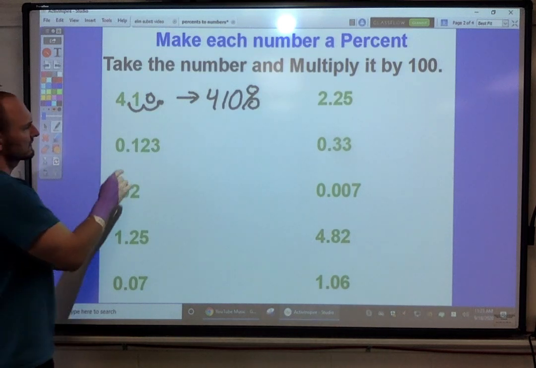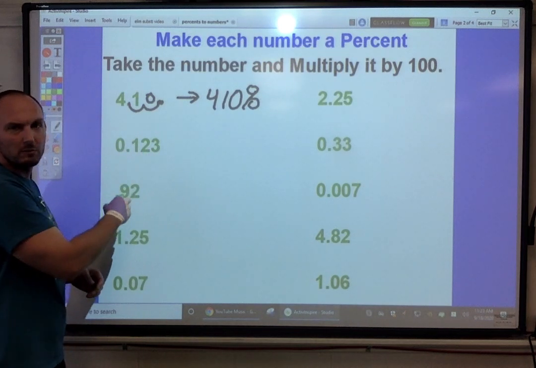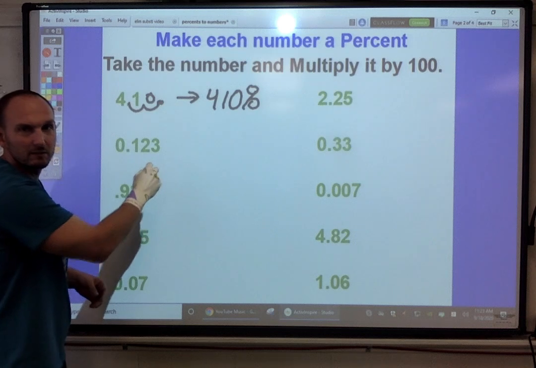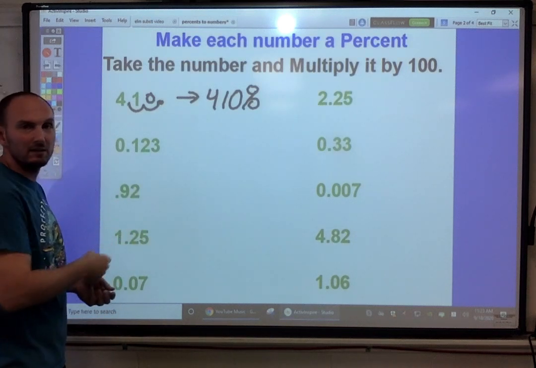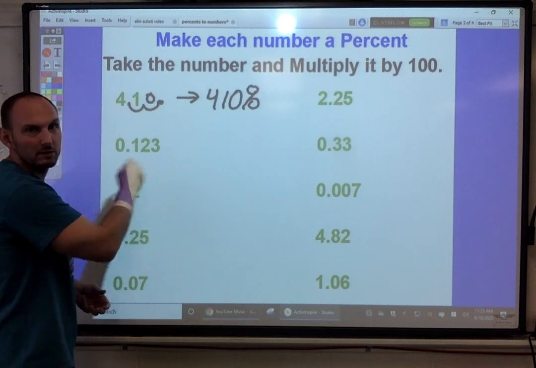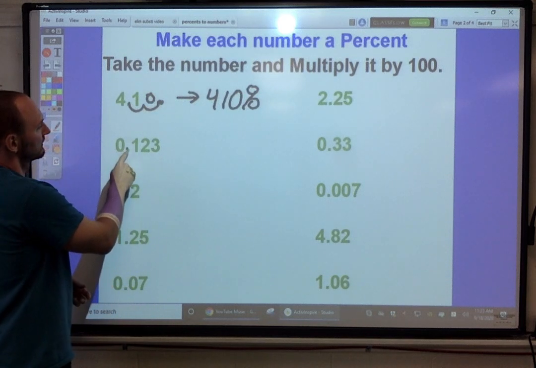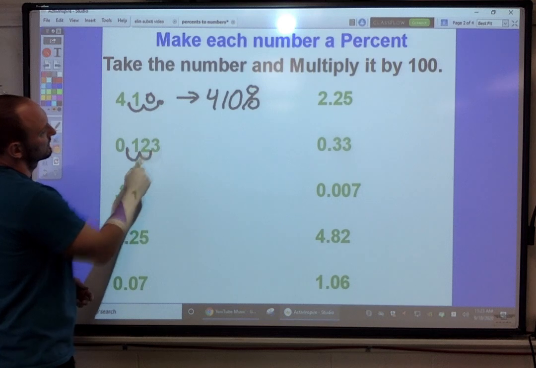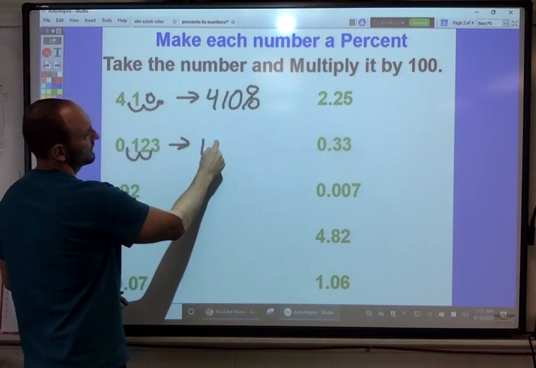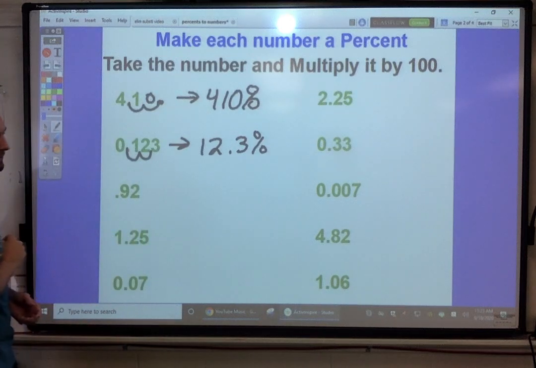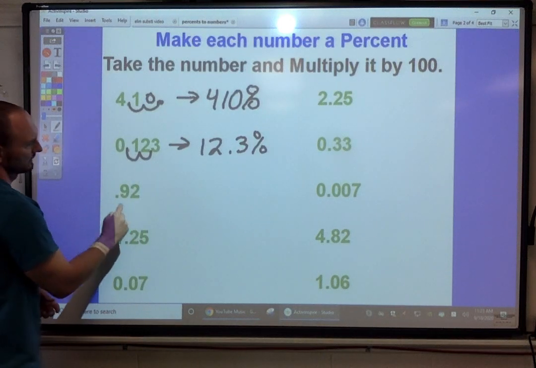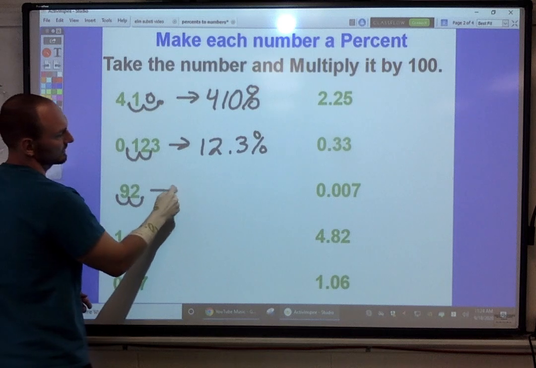Here, I tend to see people miscount. They see all those numbers, they just want to put the decimal at the end. Remember, we're moving it 2 places. And if you feel like you miscount it, just type it in the calculator, multiply by 100. 1, 2. So that decimal is really 12.3%. 0.92. 2 places, that's actually 92%.